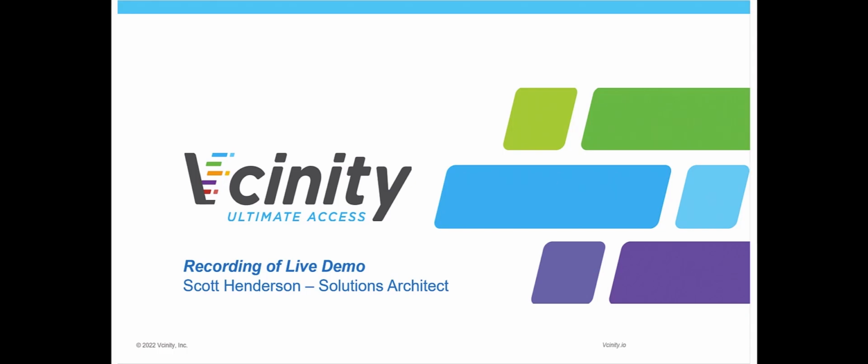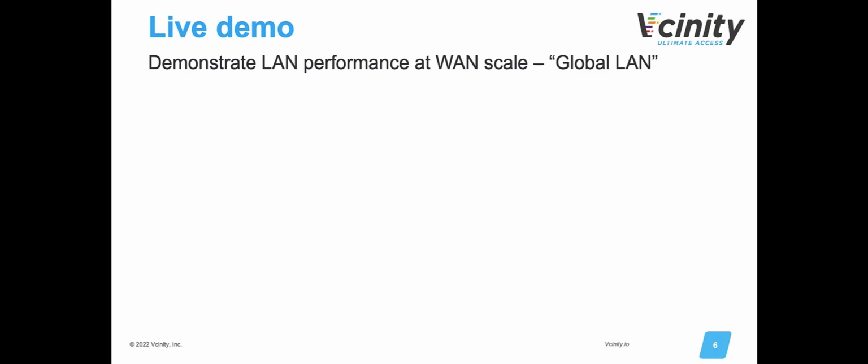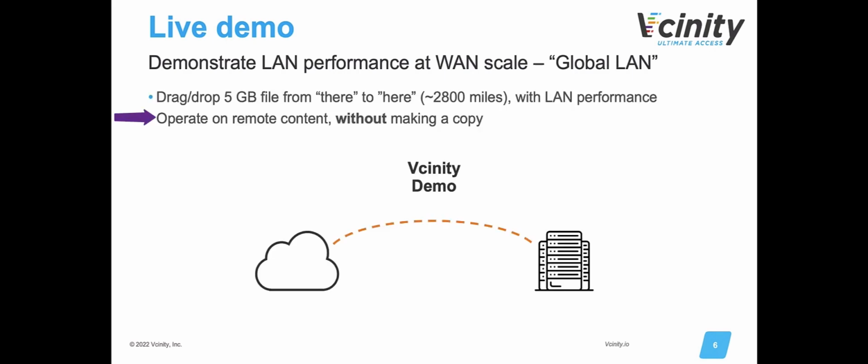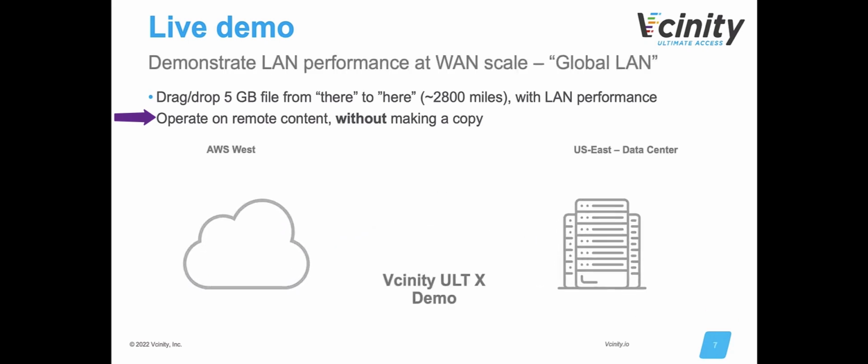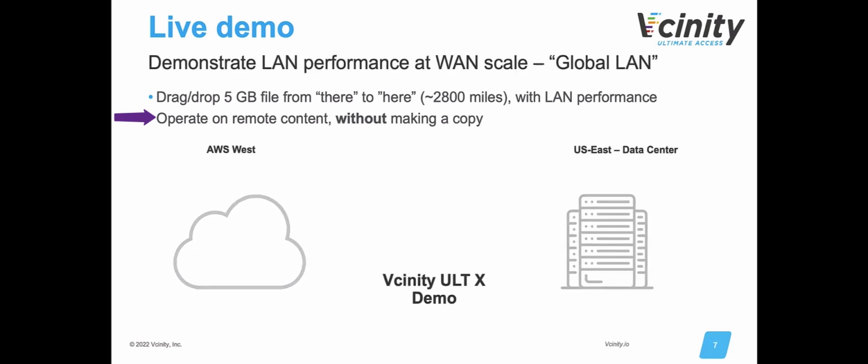So we're going to show you a live demo, show what it looks like to really achieve LAN performance even at WAN scale, is to operate on content that is remote without first making a copy. So to show you a little bit more about what's driving this demo, we have our two sites: AWS West and our data center on the east coast of the US. So we have a direct connect connecting to our wave, dropping into the data center.